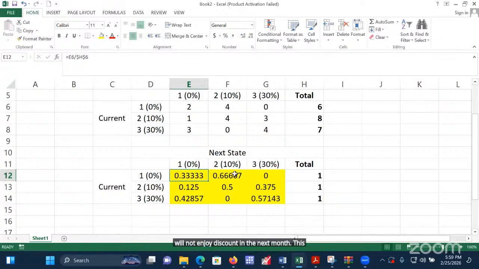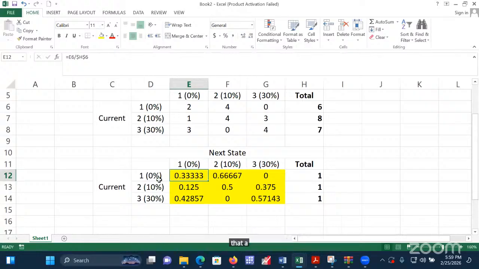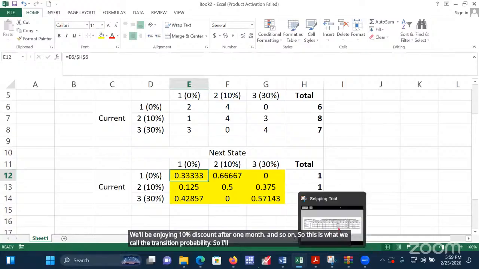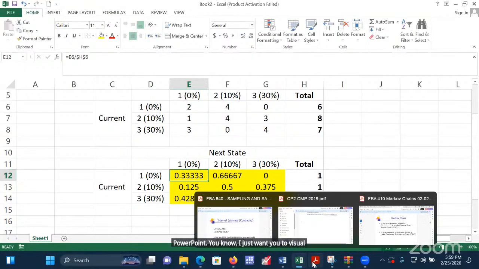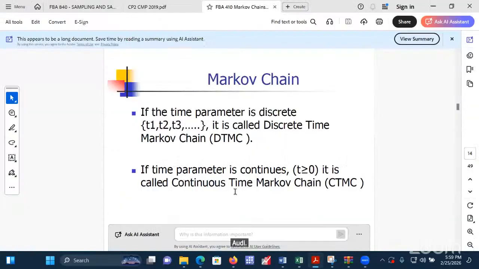This 0.67 is the probability. That means there's 67% chance that a customer that is currently enjoying no discount will be enjoying 10% discount after 1 month, and so on. So this is what we call the transition probability. So I'll go back now to the PowerPoint. I just want you to visualize all the terms that are being used.